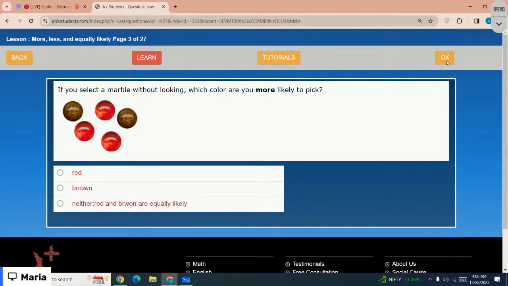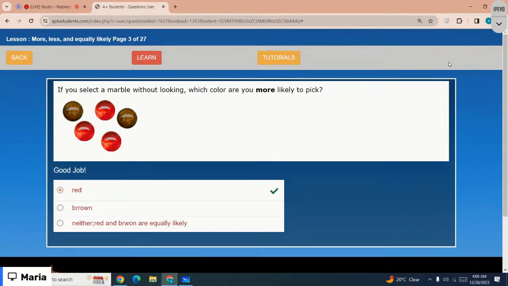If you select a marble without looking, which color are you more likely to pick, right? Okay, just look at the marbles you have. One, two, three, four, five marbles you have. And one, two, three of them are red. That means you have more red marbles, right? That means it will more likely be red. The correct option is red. The color you are more likely to pick is red because most of the marbles are red. Got it?